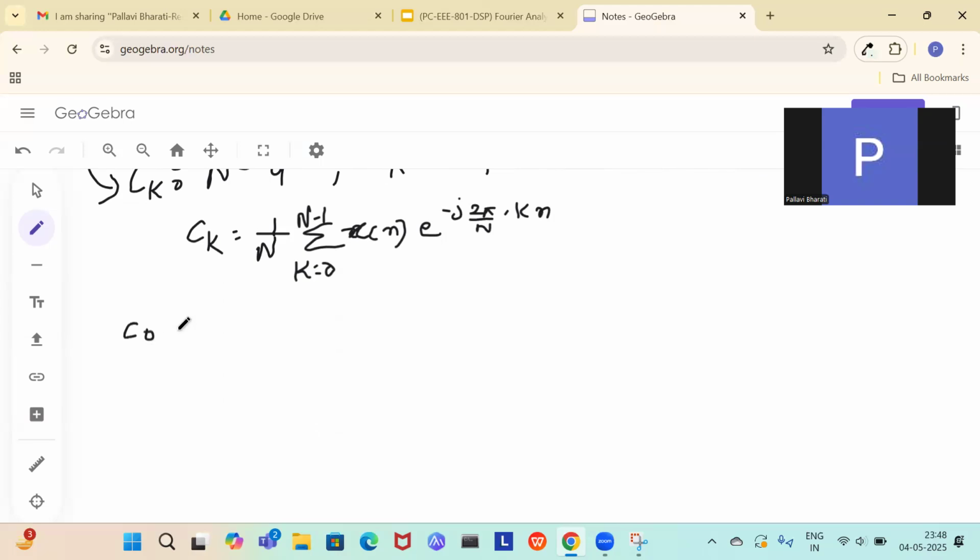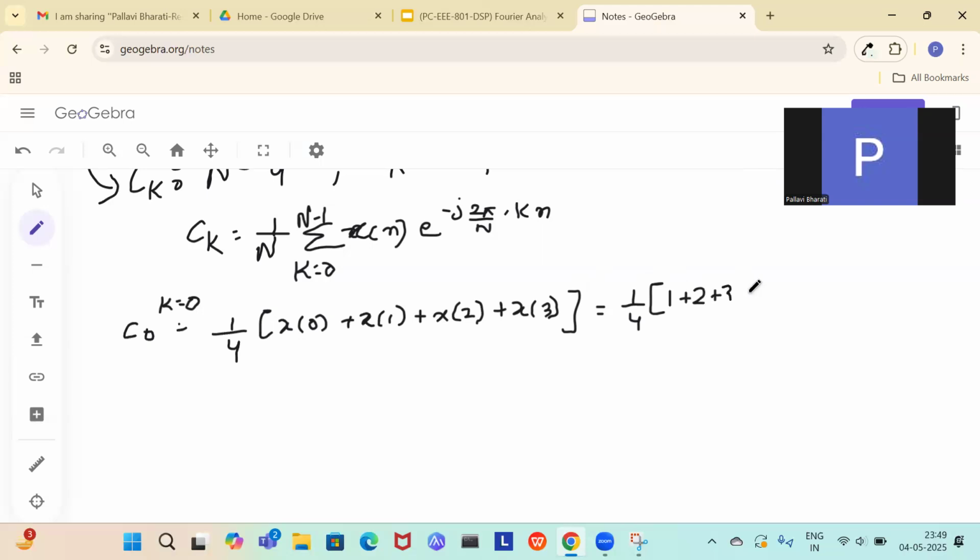If you find C0, it is 1 by 4. Now, just understand that k is 0, so this exponent is going to become 0, and this full thing will become 1. So basically we have x0 plus x1 plus x2 plus x3. In this case x0, x1, x2, x3 was 1, 2, 3, 4. So 1 by 4 into 1 plus 2 plus 3 plus 4. That will give us how much? 10.